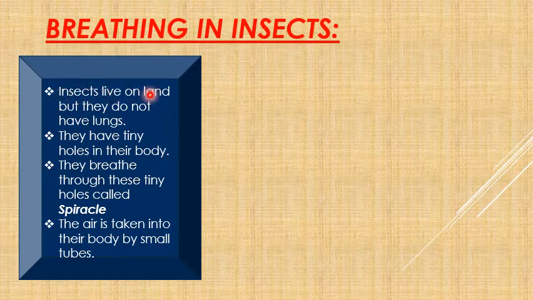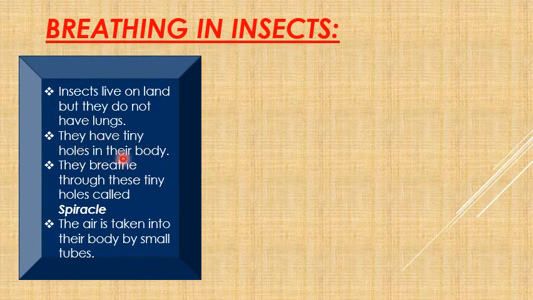Insects live on land, but they do not have lungs. We live on land and we respire through our lungs. Birds and reptiles also respire through their lungs. Insects live on land, but they do not have lungs. So if they do not have lungs, how do they breathe? They breathe through the tiny holes in their body.